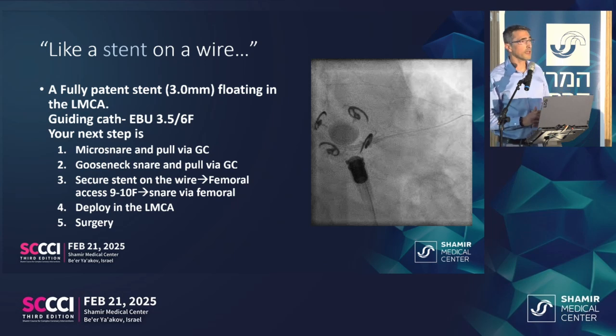Should we microsnare it and pull it out through the guiding catheter, assuming this is a 6 French EBU? Should we gooseneck snare it, use a larger snare device and pull it? Should we secure the stent on the wire? Because if we start to manipulate this, it will dislodge and go to the brain.